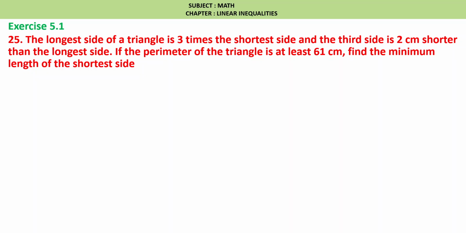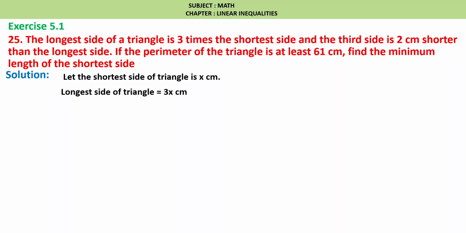The longest side of a triangle is 3 times the shortest side, and the third side is 2 centimeters shorter than the longest side. If the perimeter of the triangle is at least 61 centimeters, find the minimum length of the shortest side. Let the shortest side of the triangle be x centimeters. Then the longest side will be 3 times the shortest side, so it will be 3x.